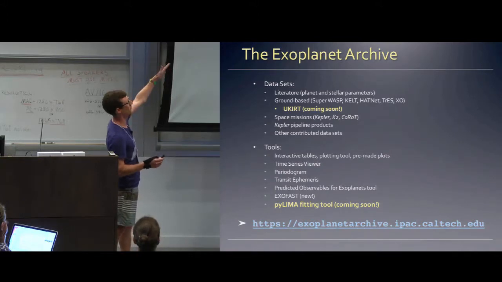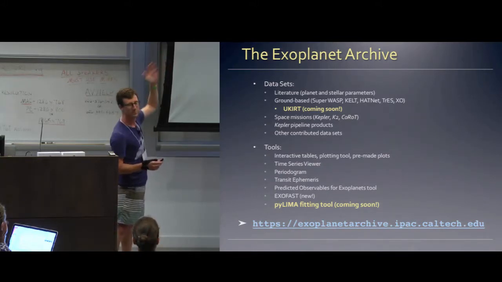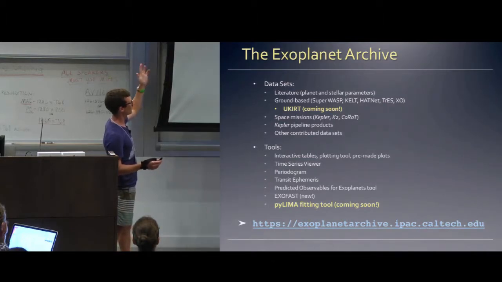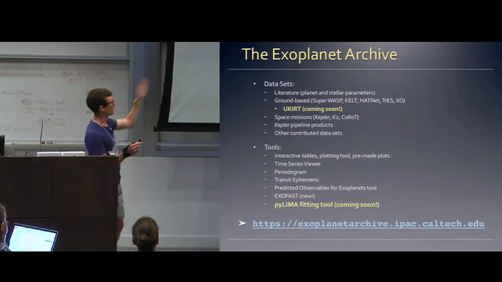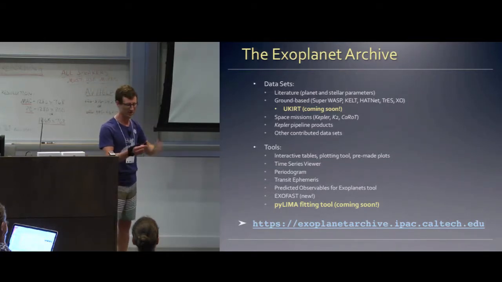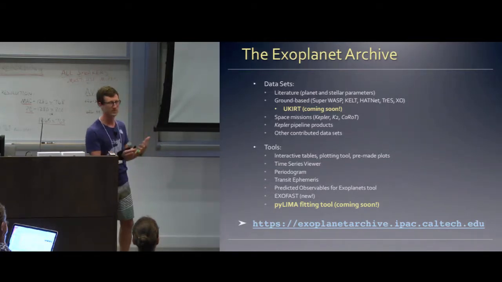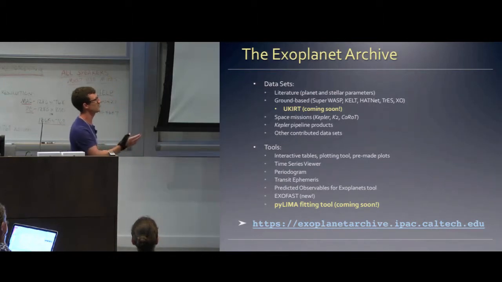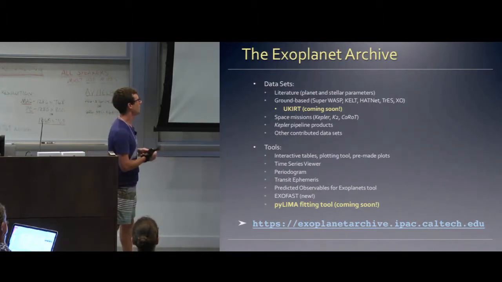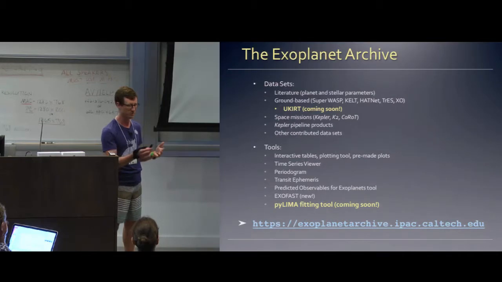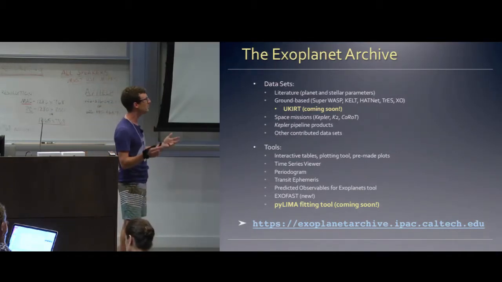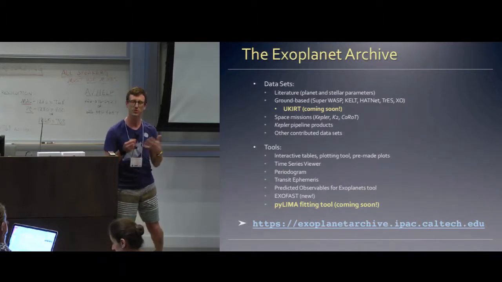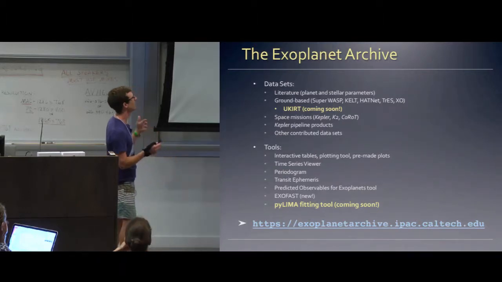We also host a bunch of ground-based time series as a repository for SuperWASP, KELT, HATNet, TRACE. Those are just to name a few. And one thing I'm going to specifically highlight is UKIRT, and I'll go into more detail about that later as it relates to microlensing. Also space missions, Kepler, K2, CoRoT, pipeline products from the Kepler primary transit mission, and then other contributed data sets. A relatively new addition is the inclusion of transmission spectroscopy data files and these kinds of resources.